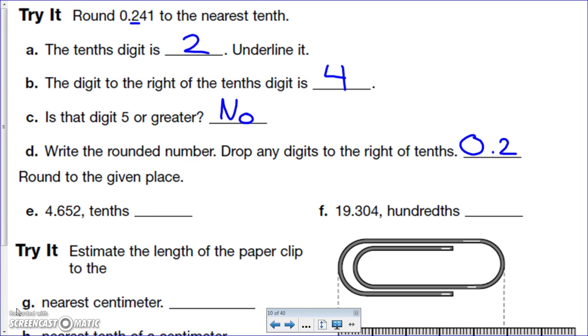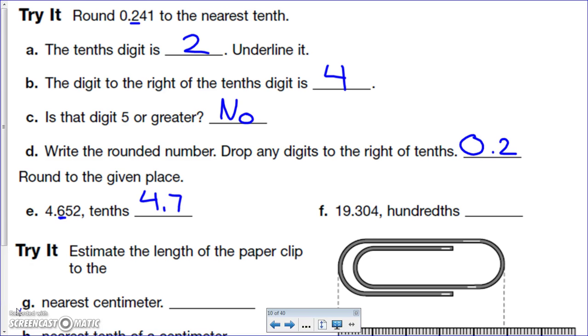For E and F, we're going to continue doing the same thing. We're going to round to the given place. So for E, we have 4 and 652 thousandths. We're rounding to the tenths. So the first thing we're going to do is underline the 6 because it's in the tenth spot. Next, we're going to look to the right of the 6 where there's a 5, which tells us we're going to round the 6 up to a 7. So it's going to round to 4 and 7/10. And because we're rounding, we just drop the 5 and the 2 off because they're to the right of the place value we're rounding to.